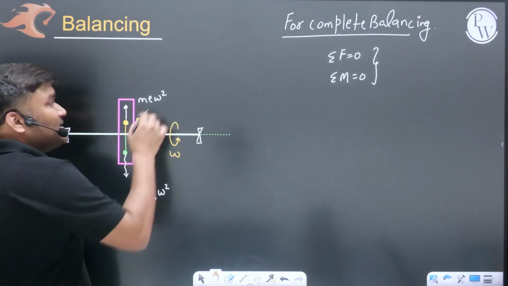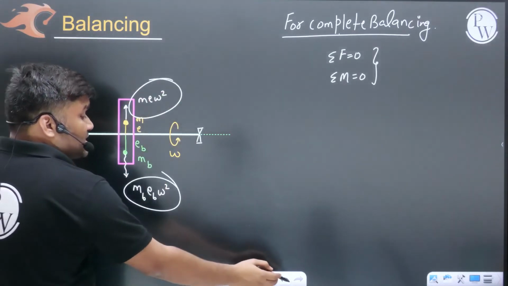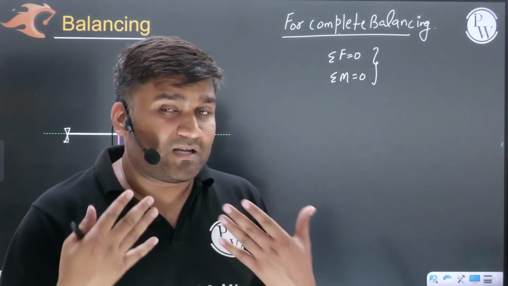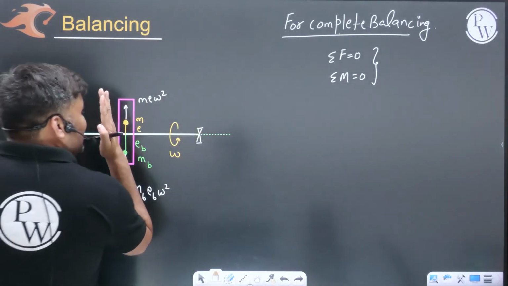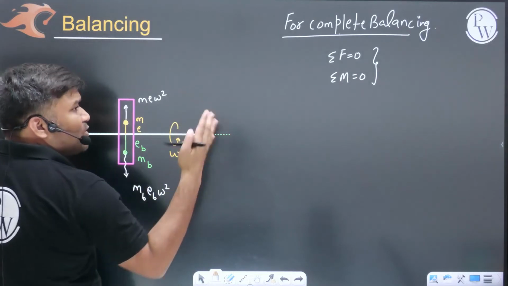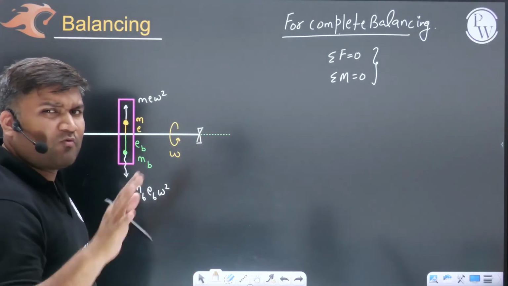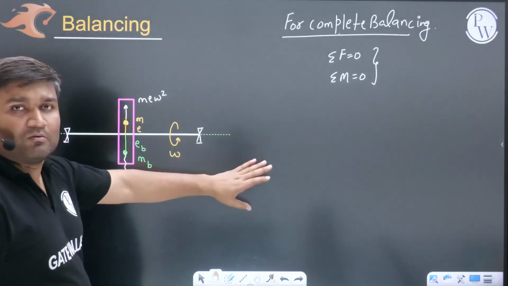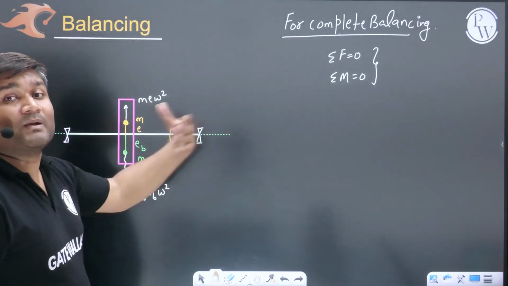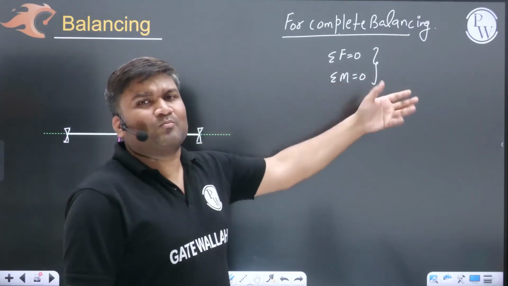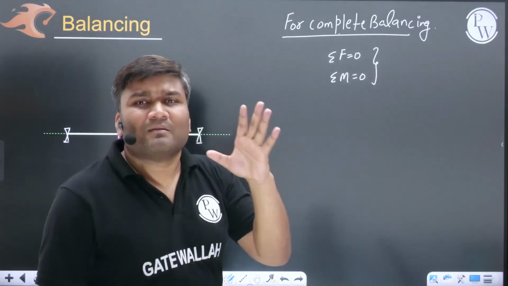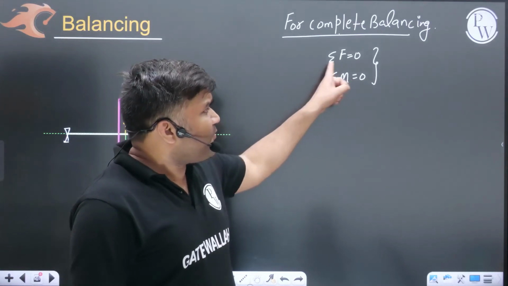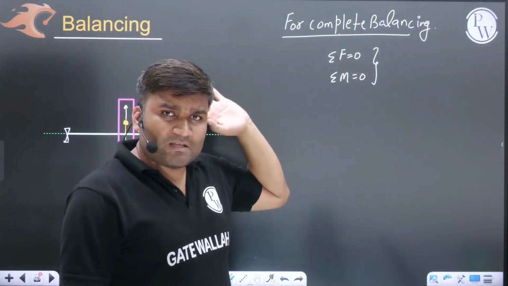My aim is that these centrifugal forces cancel each other. If they cancel each other, the resultant force is 0. All these forces are in the same plane, so there is no question of moment at all. Getting your point? Just by making the summation of forces 0, I will achieve complete balancing. No moment is generated at all. Only check that the summation of forces is 0. That's it. Your work is done.